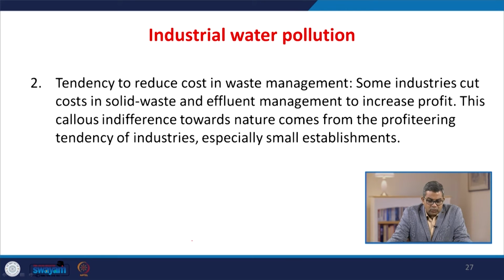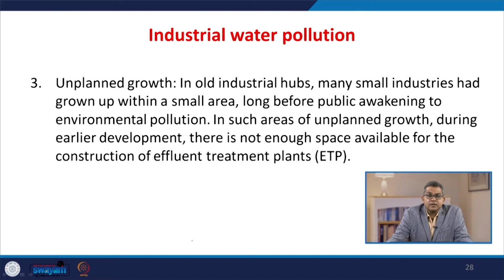Another is the tendency to reduce cost in waste management. Sometimes industries cut costs in solid waste and effluent management to increase profit. Now, this indifference towards nature comes from the profiteering tendency of industries, especially small establishments, because they are unable to bear the cost of effluent treatment. Another important thing is unplanned growth. In old industrial hubs, many small industries had grown up within a small area long before the public awakening or public awareness of environmental pollution.